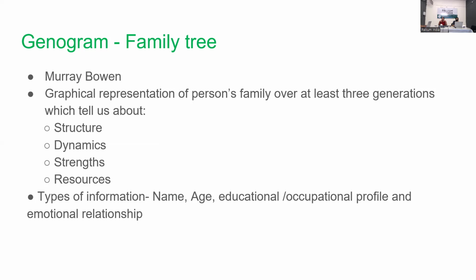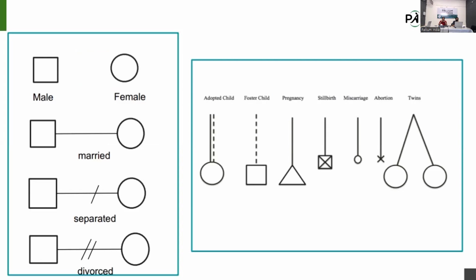Okay, we at least say we need to draw at least 3 generations, right? Which tells us about the structure, dynamics, strengths, resources. Types of information usually added is name, age, educational, occupational profile, and emotional relationship. Right? Next. You might be aware of this. The male is usually shown in squares and the female in circles. And if they are married, we show with a single line.